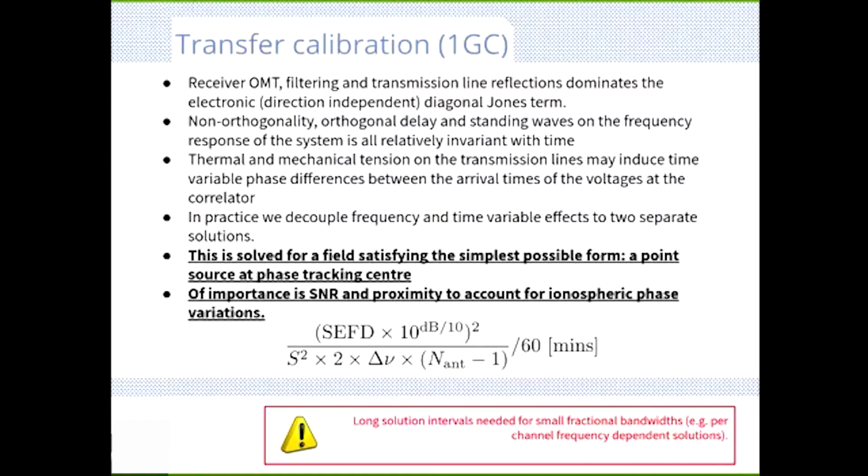Non-orthogonality bits, so the leakages, are really quite invariant with time. They may have some frequency response, some structure to them, but they're designed to be relatively constant. So we can calibrate for them once. We don't have to continuously calibrate for them, but we need to use external sources to be able to calibrate them, external celestial sources.